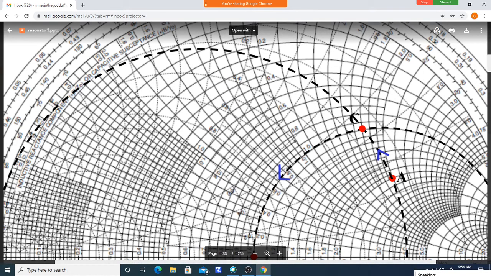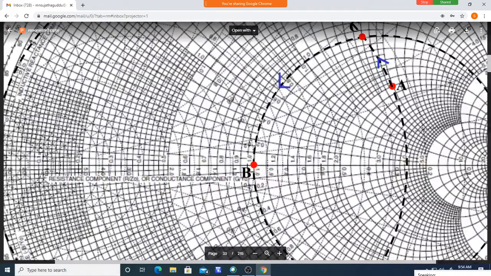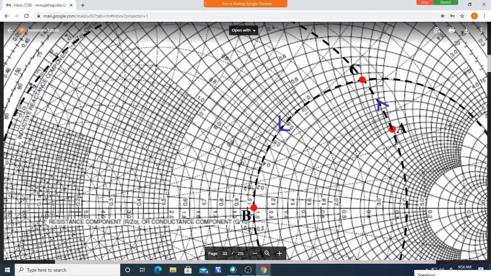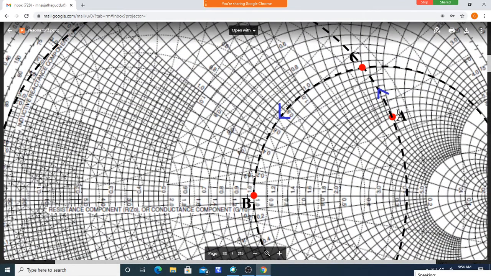This is 2, this is 4, both are not passing, but you draw in between them some value. That circle value you should note down, the susceptance value passing through this point. You move like this.